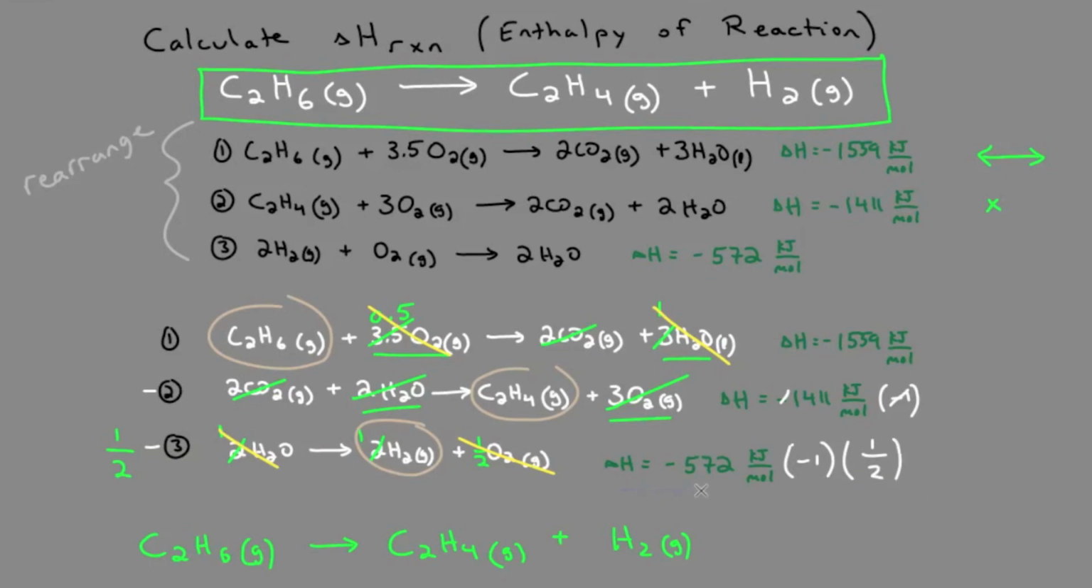Finally, we'll grab a calculator and add these up, and that will be the enthalpy of reaction. The enthalpy of reaction comes out 138 kilojoules per mole.